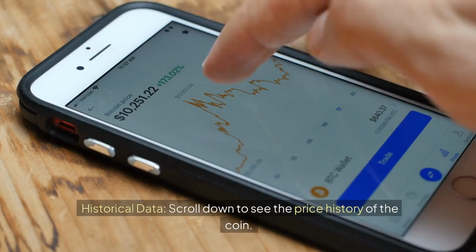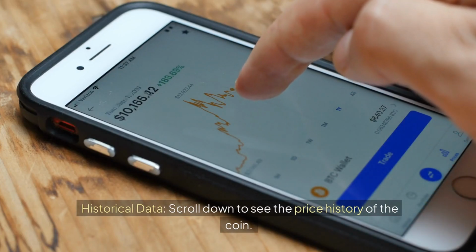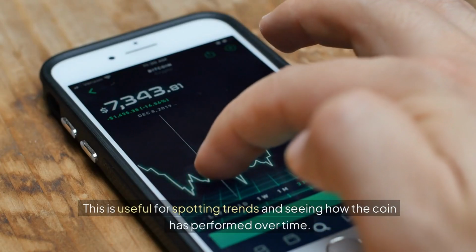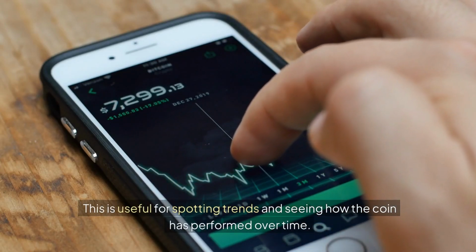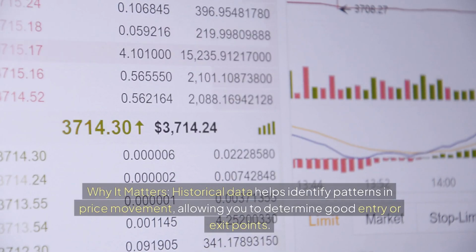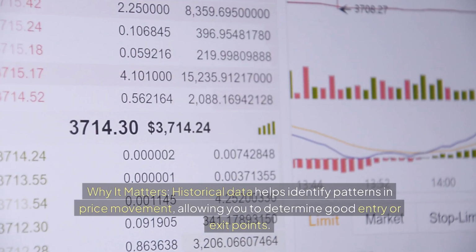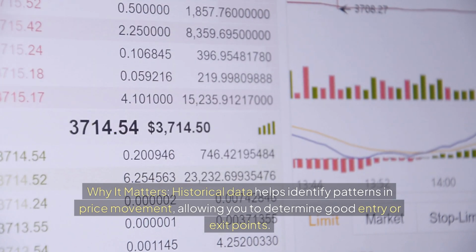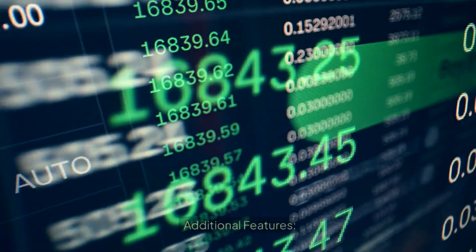Historical data. Scroll down to see the price history of the coin. This is useful for spotting trends and seeing how the coin has performed over time. Why it matters. Historical data helps identify patterns in price movement, allowing you to determine good entry or exit points. Additional features.